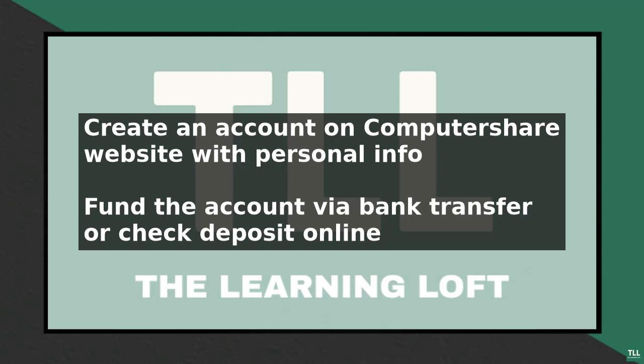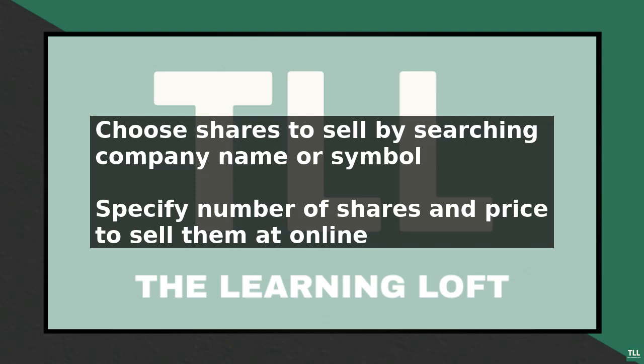Once your account is set up, you will need to fund it, either by transferring money from your bank account or by depositing a check. Next, you will need to choose the shares you want to sell. You can do this by searching for the company name or stock symbol on the Computershare website. Once you have selected the shares, you will need to specify the number of shares you want to sell and the price at which you want to sell them.